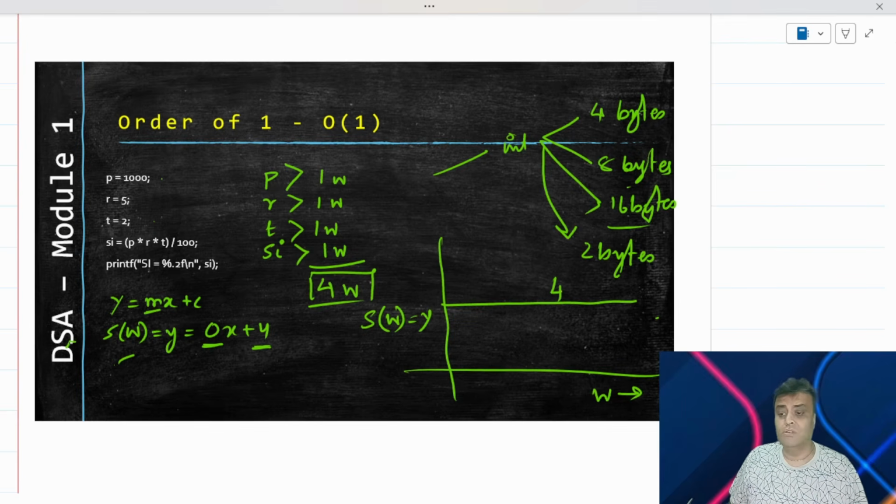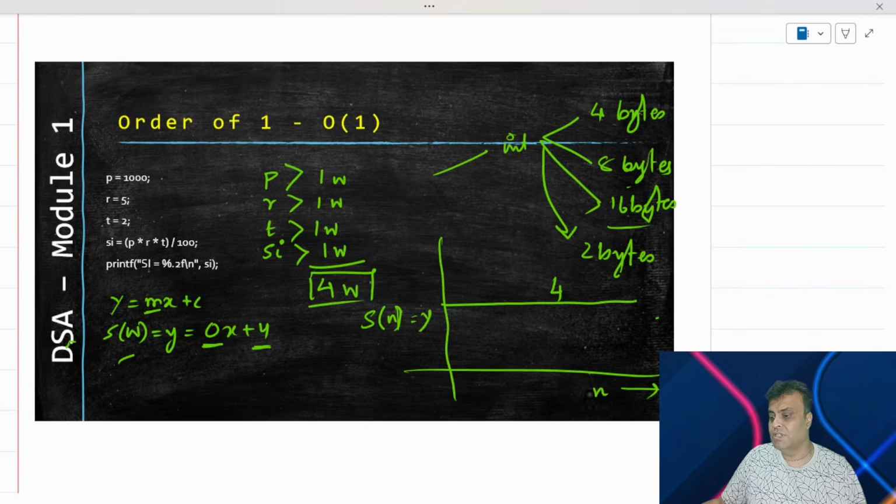So it will always execute with a constant amount of space, which is 4. It will always require 4 words, right? No matter however you increase the number of inputs, it will always require 4 words, right? In fact, what we should have done is instead of mentioning this as S of W, because it doesn't change with the space, we should mention it as S of N. And we should mention this as N, as the number of inputs, right?